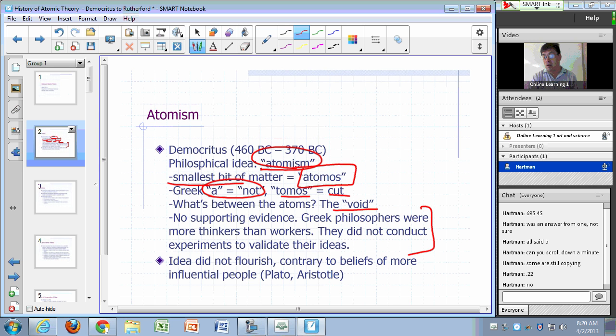And one of the reasons it didn't flourish was that it's really contrary to the beliefs of the more influential people, which would be like the Greek philosophers Plato and Aristotle. And the idea was even something that wasn't approved by the church, because if people are made up of the same things as everything else in the universe, it doesn't make us special. Okay, so that was a problem with atomism. It took a while for the idea to be accepted.